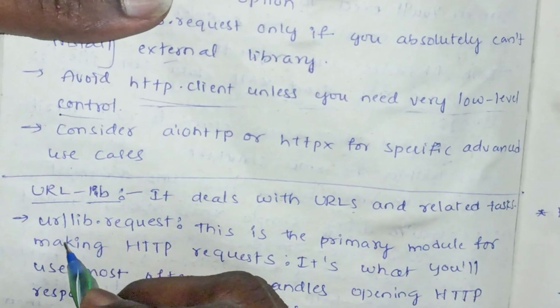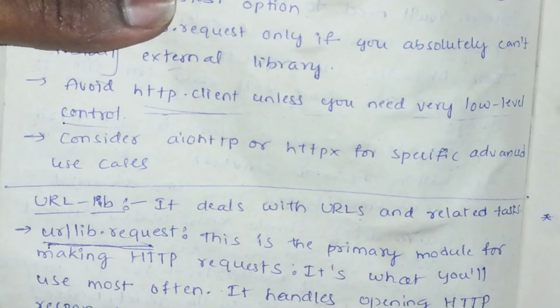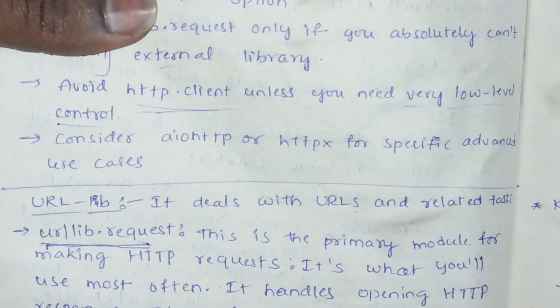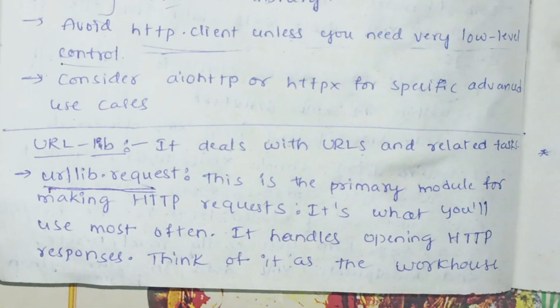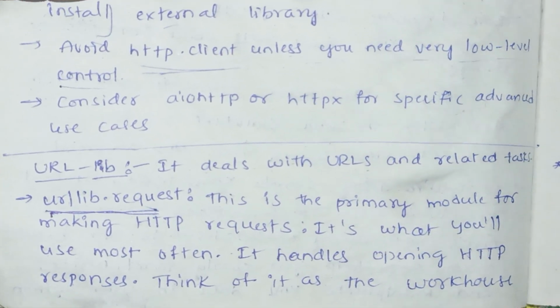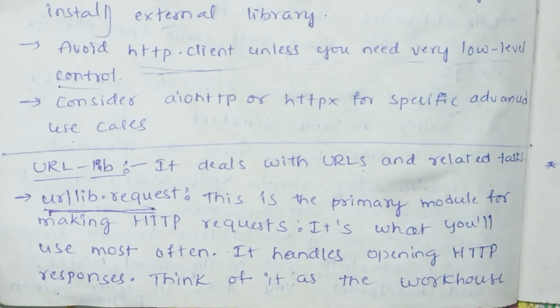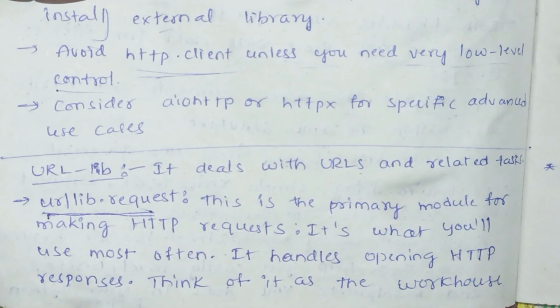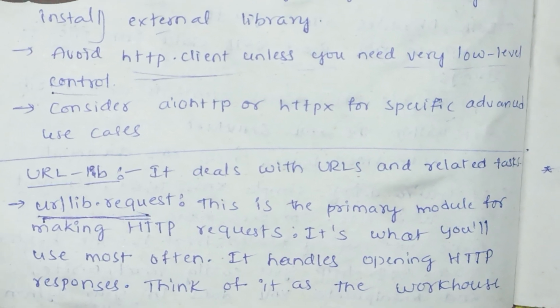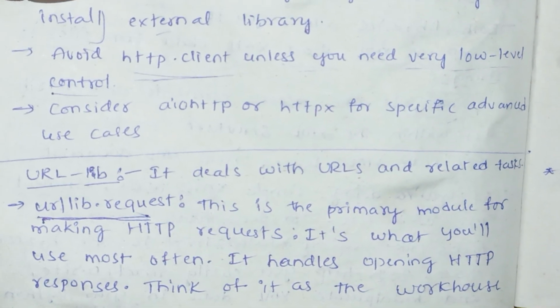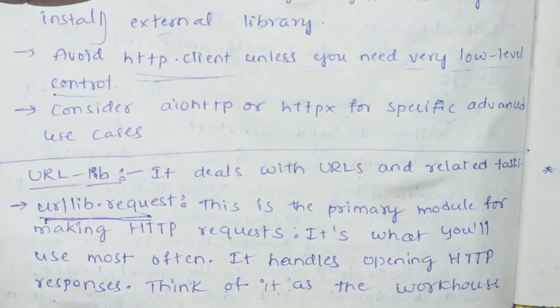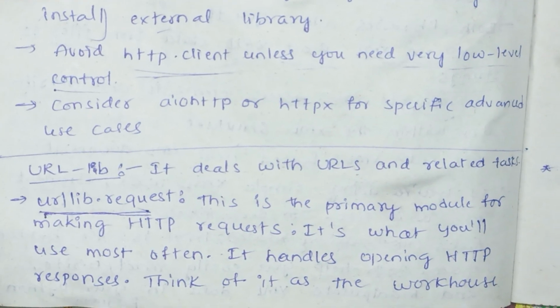urllib.request is one operation. We are requesting something from a URL. This is the primary module for making HTTP requests. It is what you will use most often. It handles opening HTTP responses. Think of it as the workhorse for getting stuff from the web.